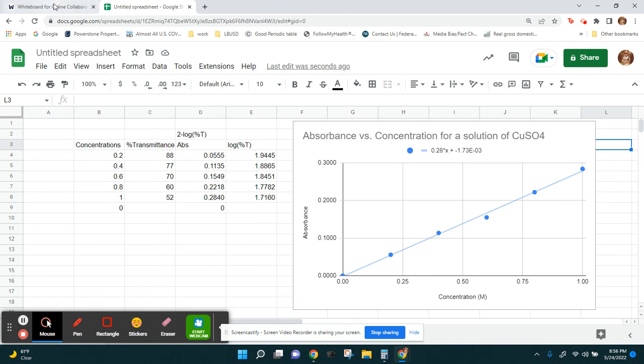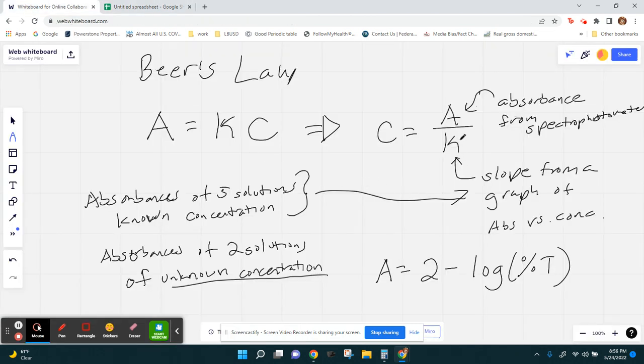All right, so now we can go back over here. Now that we know what the slope is, that's our k. For these two solutions that you don't know the concentrations for, you just take their absorbance, divide by k, and that gets you your concentration. So now you can figure out what the concentrations are here.